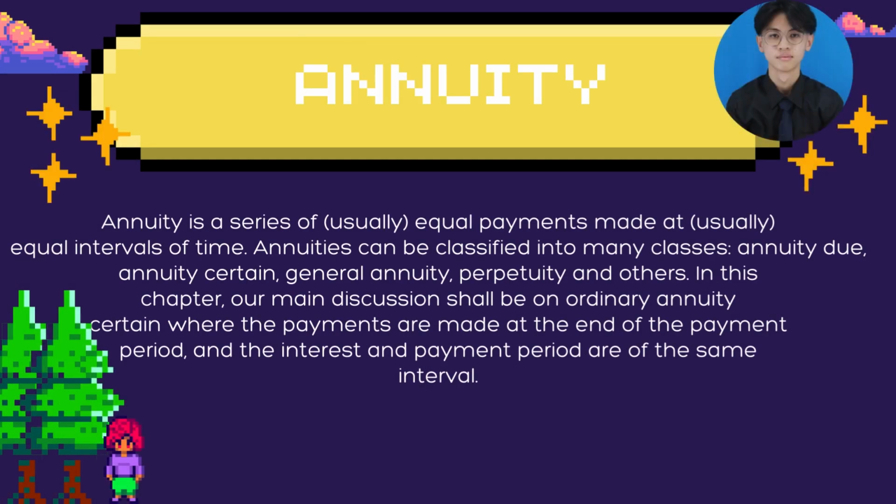Annuity is a series of equal payments made at equal intervals of time. For example, mortgage payments, installment payments on automobiles, and interest payments on money invested. Annuities can be classified into many classes: annuity due, annuity certain, general annuity, perpetuity, and others. In this chapter, our main discussion shall be on ordinary annuity certain, where the payments are made at the end of the payment period, and the interest and payment period are of the same interval.